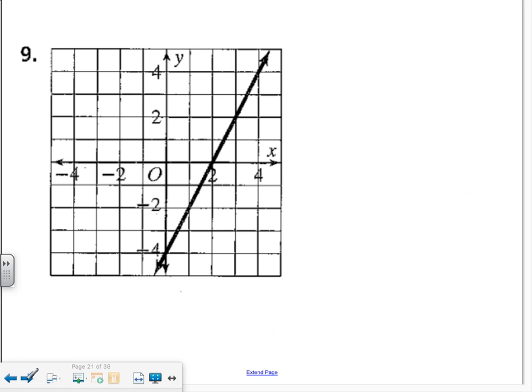Alright, another example of writing an equation from the graph. So you have y equals mx plus b again. To find b, find where the line crosses the y. That's going to be this point right here, which has the ordered pair (0, -4).